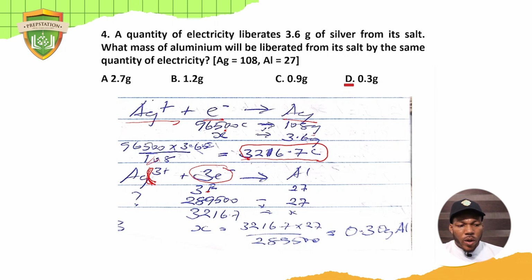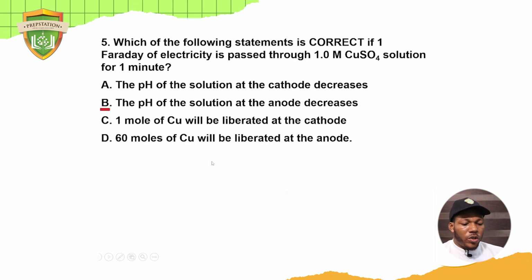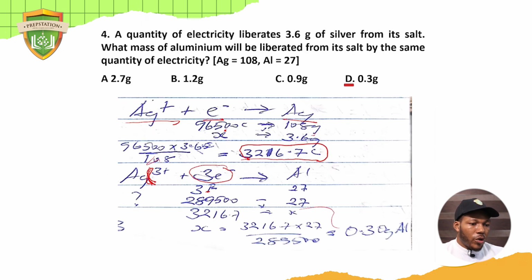So therefore, what will 3216.7 coulombs discharge, because they are connected in series? If you cross multiply this, you now have 0.30 grams of aluminum. So that is the mass of aluminum that is discharged. If you check your options, that falls in option D, which is 0.3 grams. Please note very well, this question is not a straightforward question. So go through the question very well, study it with understanding, so that if you see such a question, you know how to tackle it.